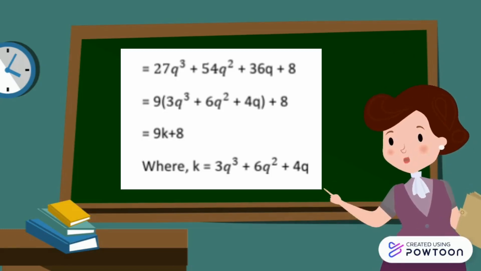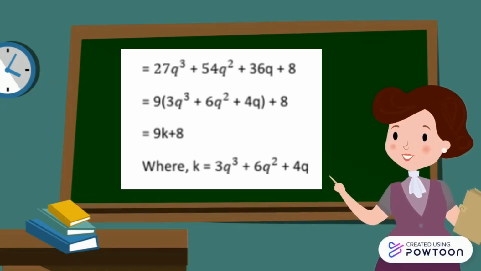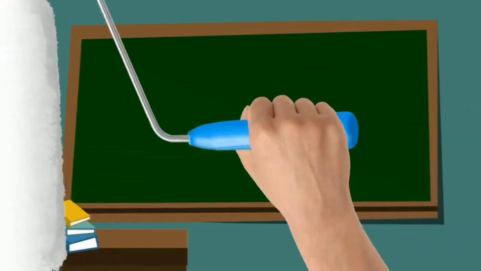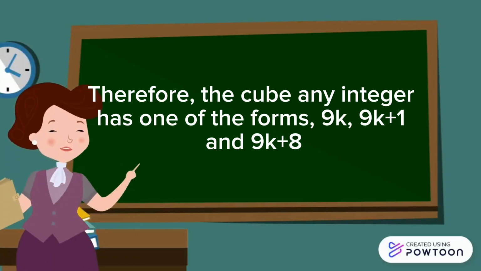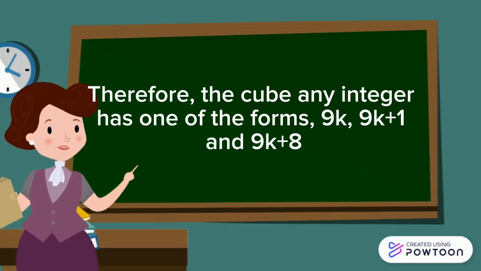It will be equal to 27q raised to 3 plus 54q raised to 2 plus 36q plus 8. Extracting the factor, it is equal to 9 times the quantity of 3q raised to 3 plus 6q raised to 2 plus 4q, plus 8. Then a cubed is equal to 9k plus 8, where k is equal to 3q raised to 3 plus 6q raised to 2 plus 4q. Therefore, the cube of any integer has one of the forms 9k, 9k plus 1, 9k plus 8.